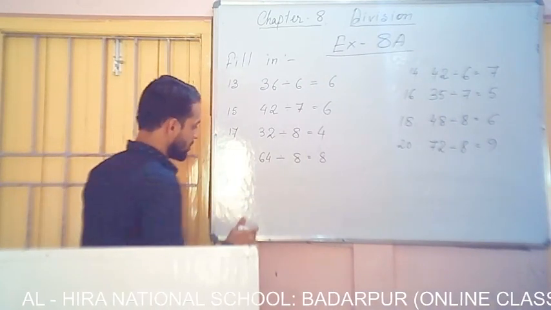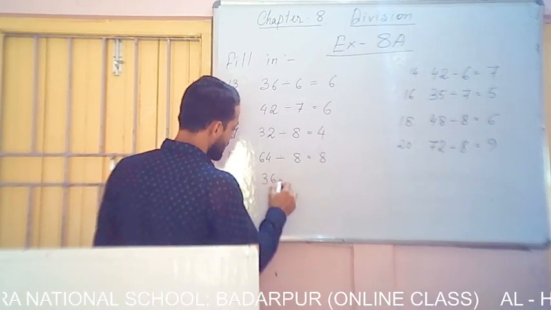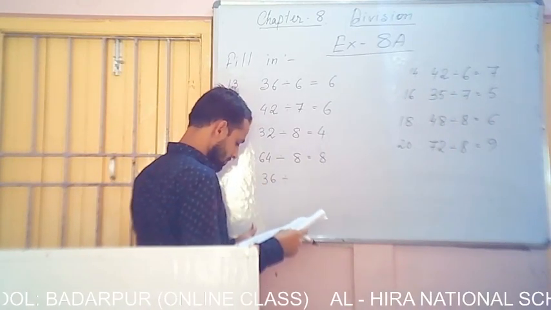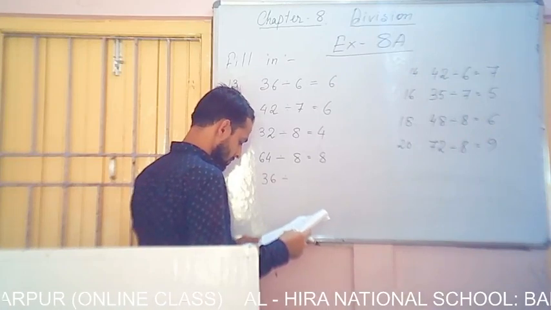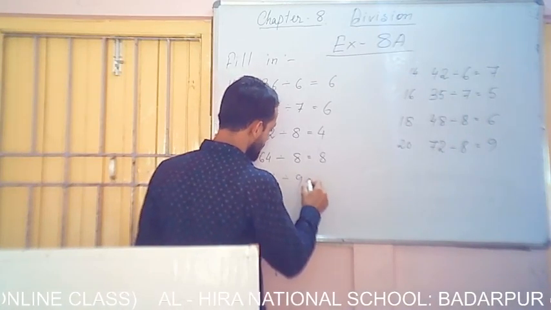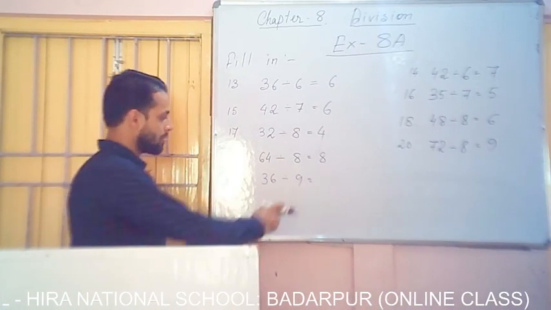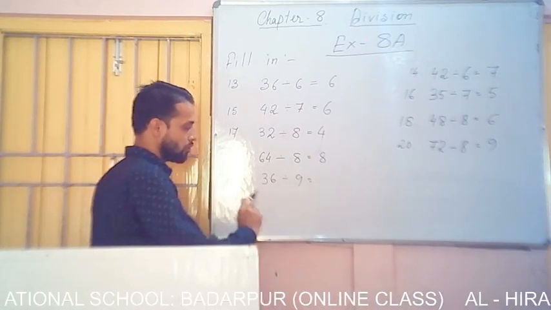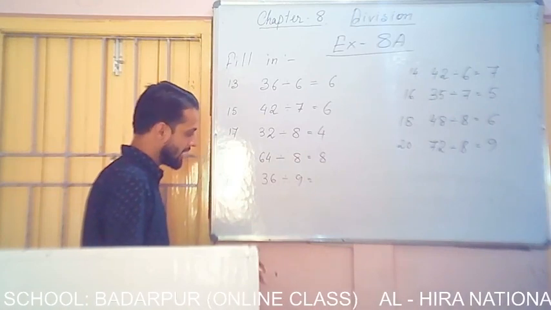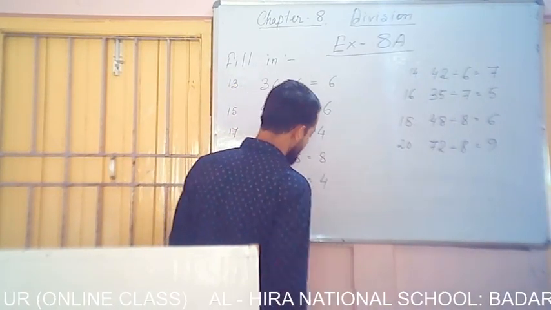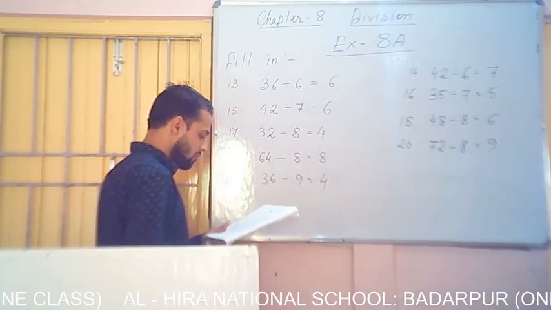Now question number 21. Question number 21 is 36 divided by 9. So here we have to follow the 9 table. If we go through the 9 table, we will get 9 multiplied by 4 equals 36. That means here we have to write 4.